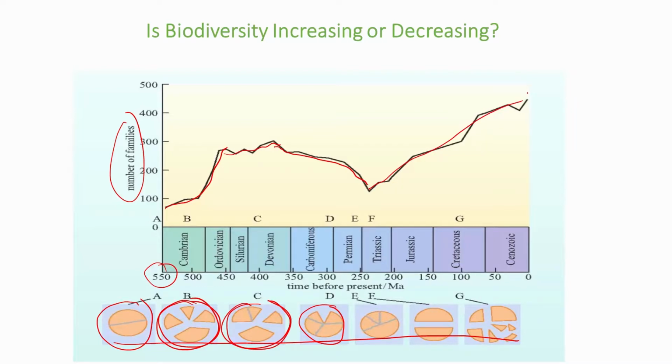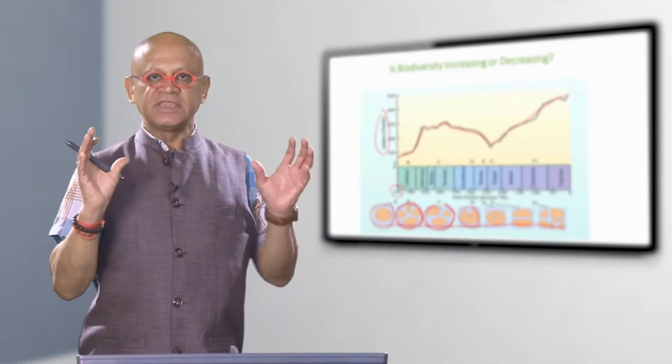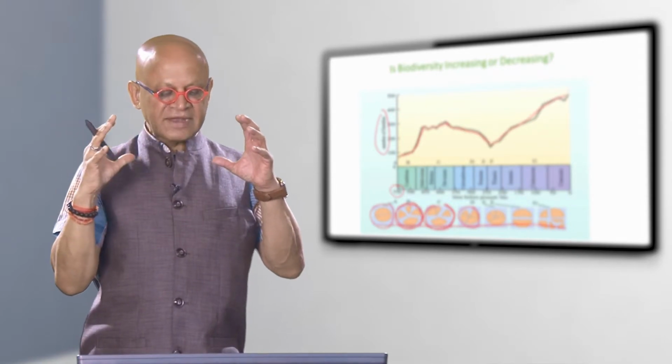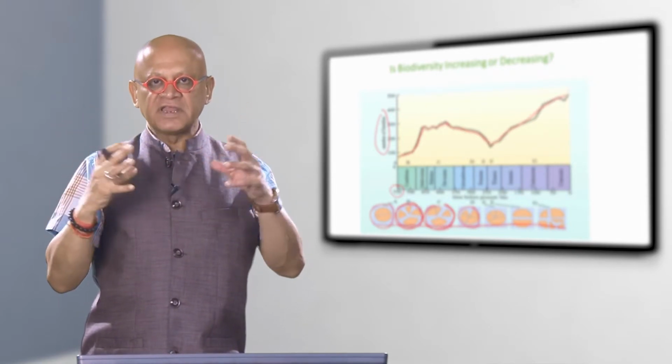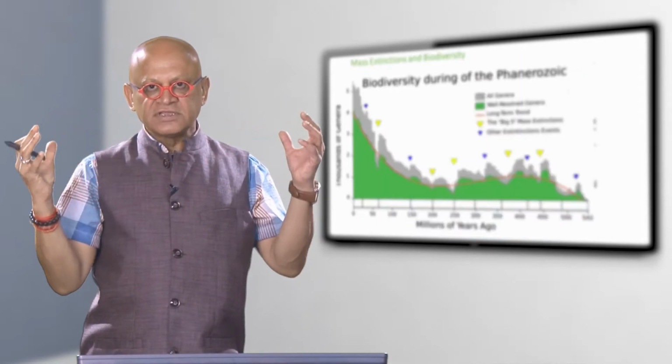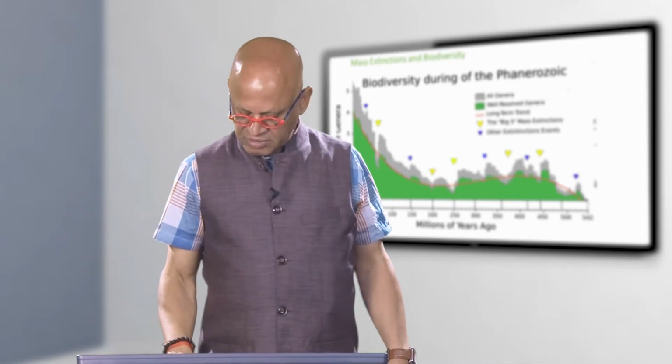So, overall there is an increase in biodiversity over these 500 million years, but the increases and decreases that happened along the way depended on how the environmental variability was created by the continents splitting up, moving around, changing circulation, changing climate and so on.